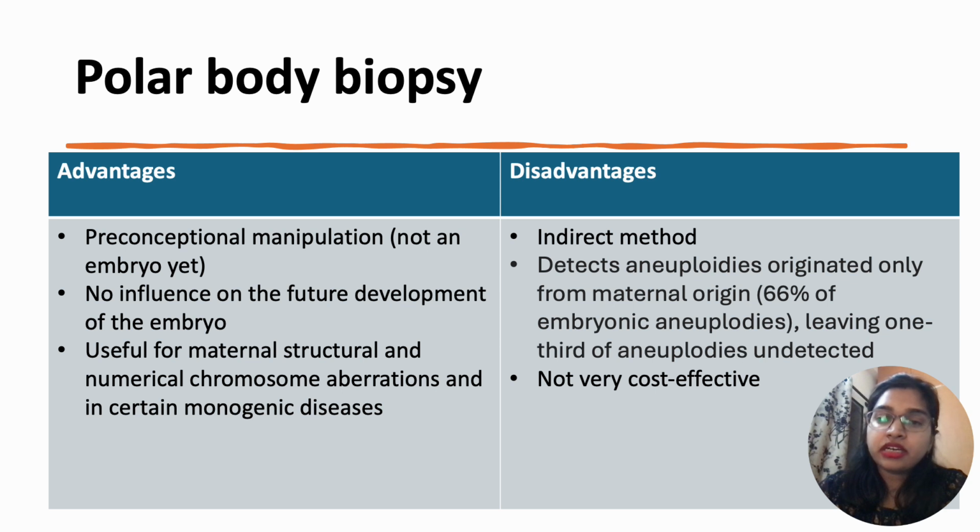Its disadvantages are, it's an indirect method. Why? Because the oocyte is going to be the future fetus, whereas the polar bodies are like an extra material. And we are taking the extra material to check for the genetic material, right? So that's an indirect method. Second thing is, it detects aneuploidies that originate only from the maternal side, because we are checking oocytes, we are not checking sperms. So only 66% of the embryonic aneuploidies we can detect, leaving 1/3 of the aneuploidies undetected. Next disadvantage is, it is not very cost effective.